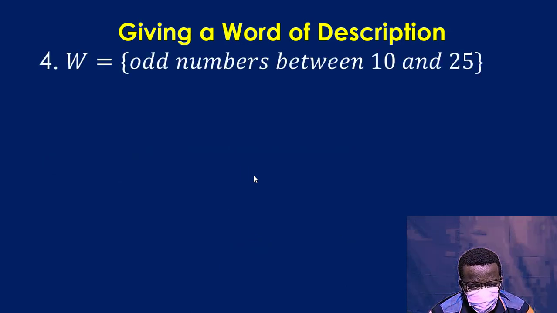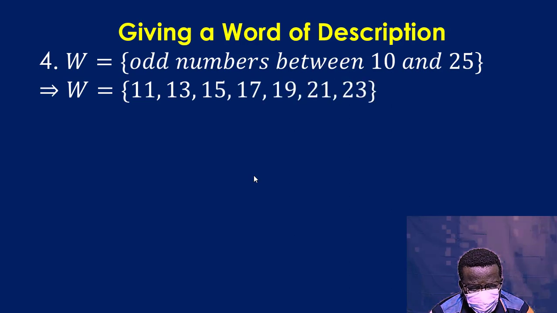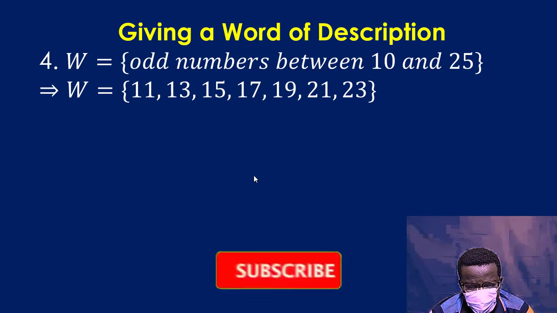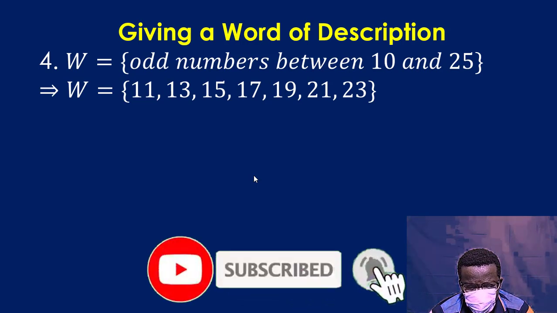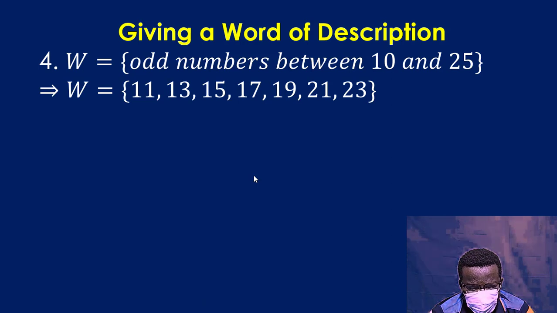4. W is equal to odd numbers between 10 and 25. You already know, odd numbers are whole numbers that are not perfectly divisible by 2. So if you are to consider odd numbers between 10 and 25, we should have the elements. W is equal to the set of elements 11, 13, 15, 17, 19, 21, and 23. Remember, we will not include 25 because 25 is not part of the elements of the set being described here. The numbers between does not include the numbers used to describe the interval given.